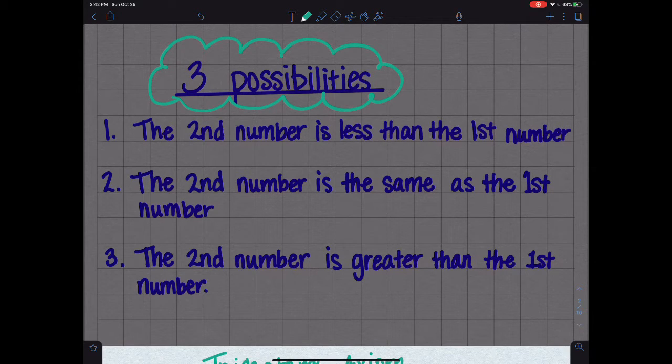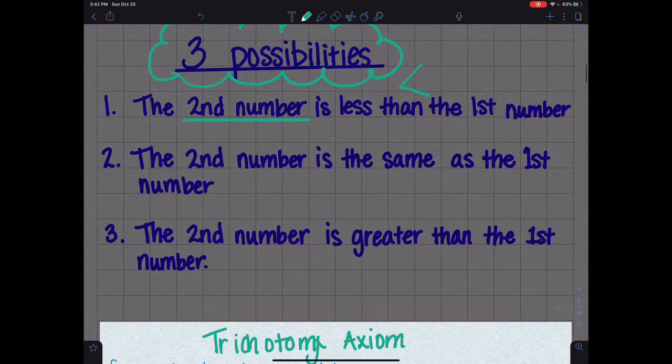So the 3 possibilities are the second number he writes on the other sheet, on the back of the sheet of paper, it could be less than the first number. Okay? Obvious, easy. Number 2, the second number could be the same as the first number. The third one, the second number could be greater than the first number, okay? Those are the only possibilities. It's either going to be less than, it's going to be equal, or it's going to be greater than.